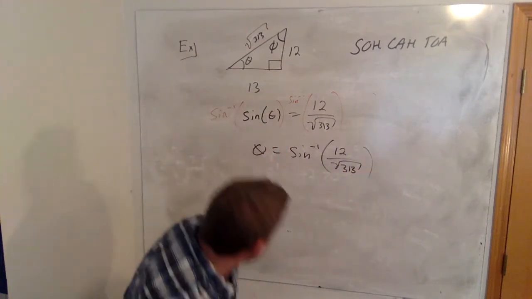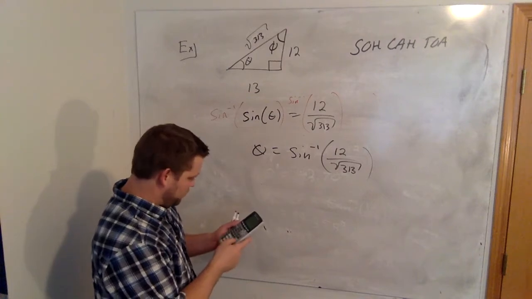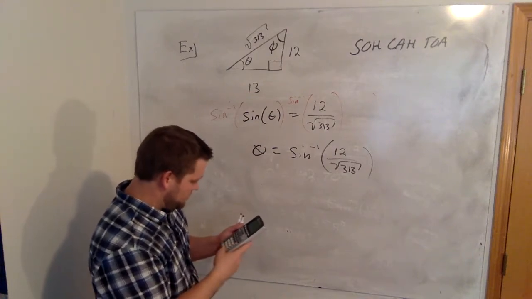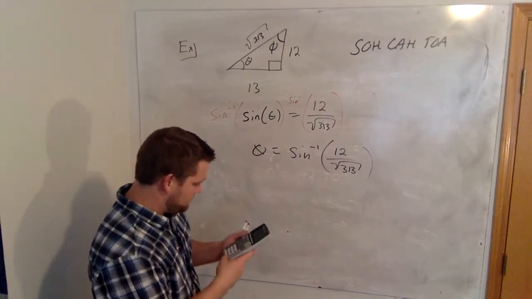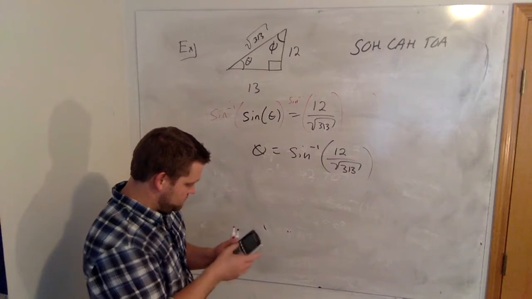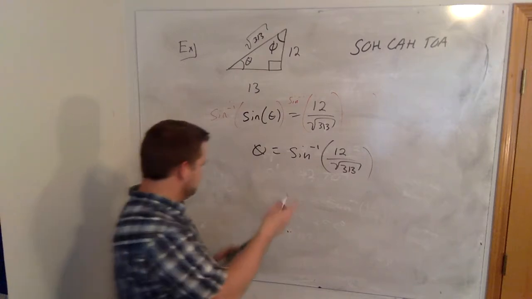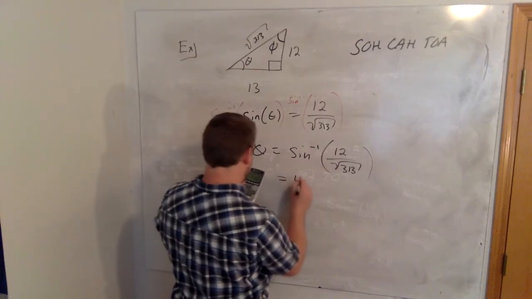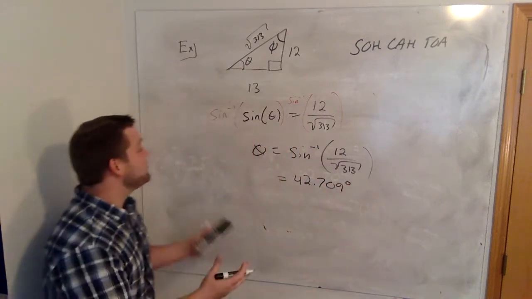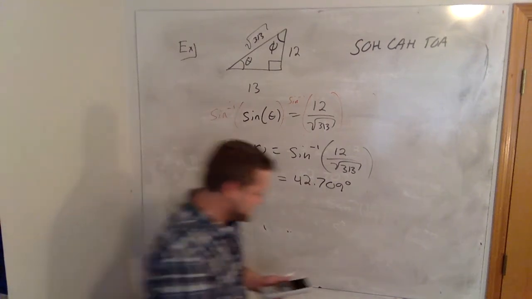Now our calculator should give us the same answer. Let's push the sine inverse of 12 divided by the square root of 313. I'm in radian mode, so let's go back into degree mode. I'm getting the same thing: 42.709 degrees. How cool. Try it with cosine and cosine inverse. Make sure to pick the right ratio. How cool is this?